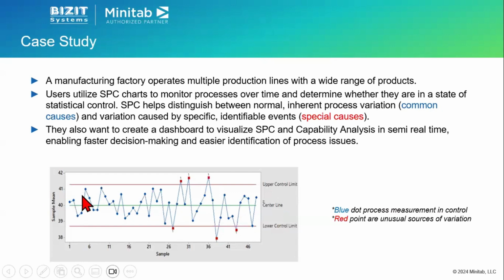And Minitab will plug the values into the formula and generate the upper control limit, center line, and lower control limit. And be careful, the control limits are not equal to the specification limits. So control limits are based on the process performance, or we call the voice of the process. And the specification limit represents the customer requirements. So we call it the voice of the customer.